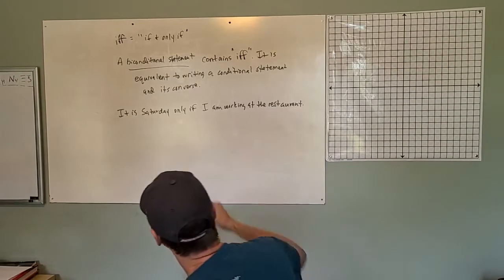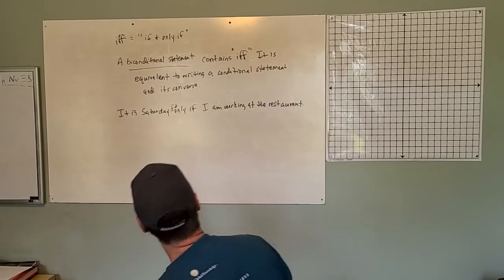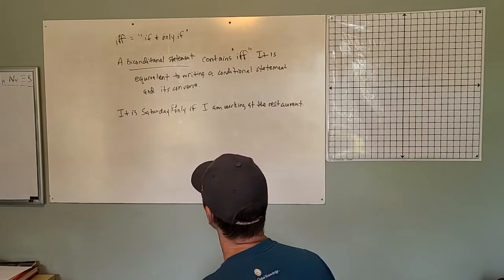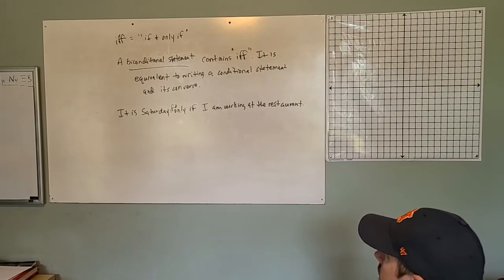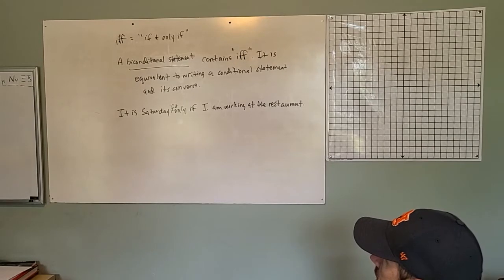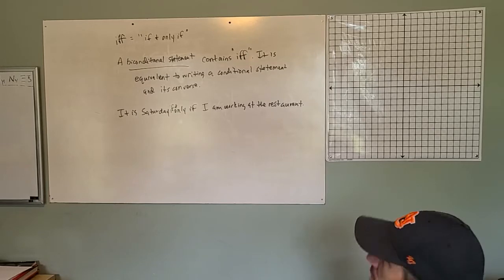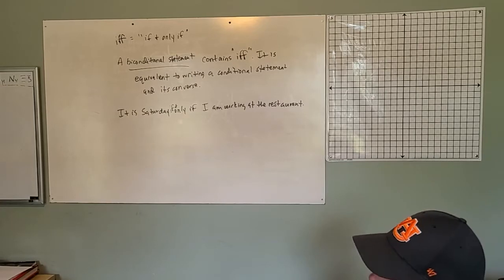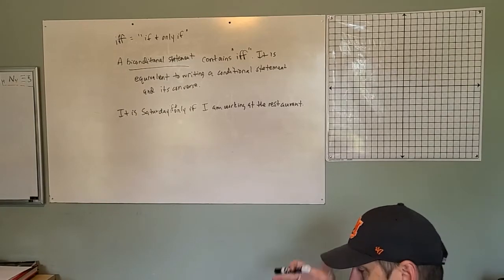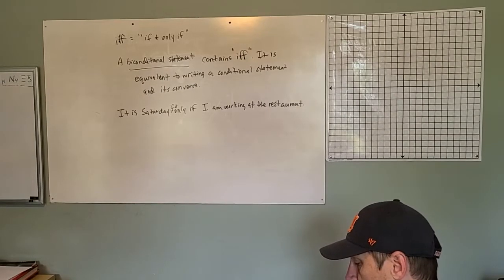So if I wrote it like that, it is Saturday if and only if I am working at the restaurant, then by writing it as a biconditional statement, what I'm saying is that I only work on Saturday. Does that make sense? So if I'm working at the restaurant, you know today is Saturday because that's the only day I work. So that's how definite if and only if statements are, right? Okay.